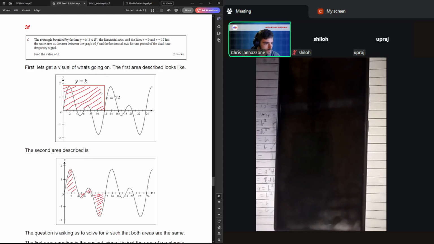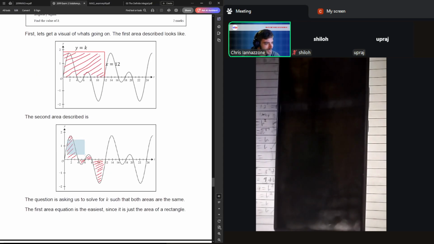Because that will give you the k value, the height of the rectangle. Yeah, okay. That's cool, because the area of the rectangle would be length times width, and so when you're dividing it by 12, you're getting the other term. That's an interesting way of going about it. Yeah, taking this and dividing it by 12.